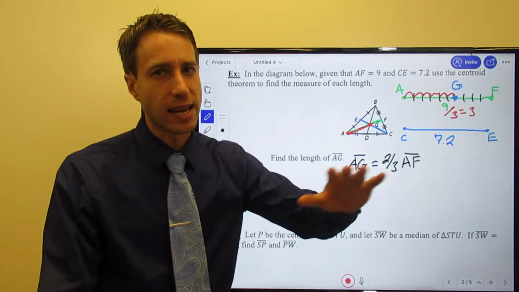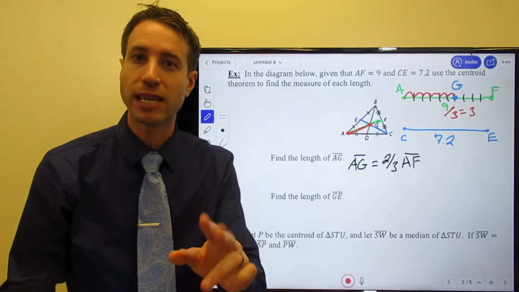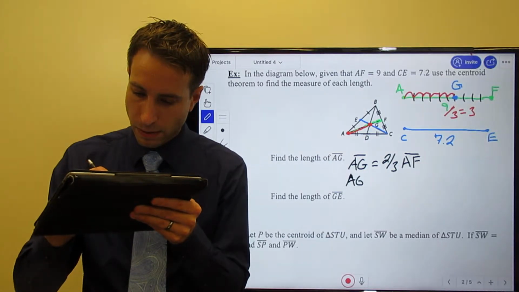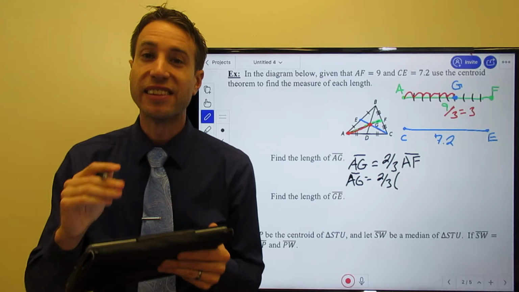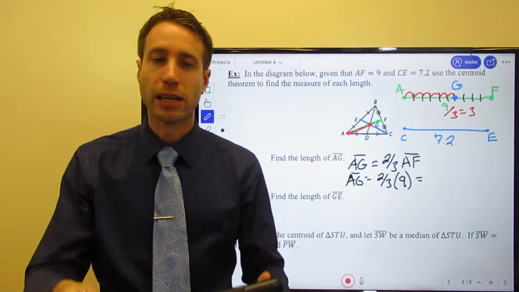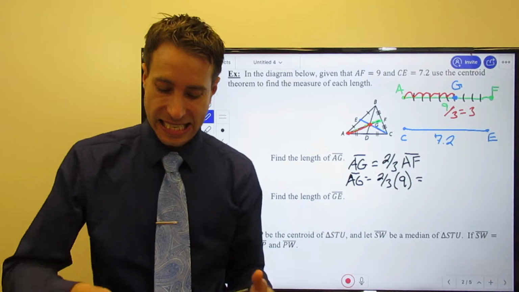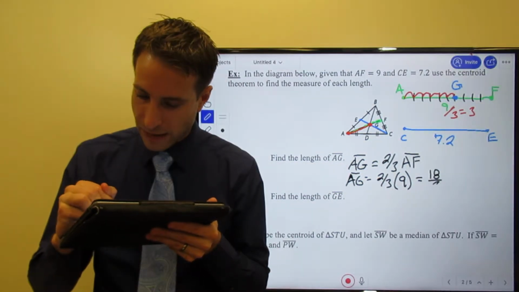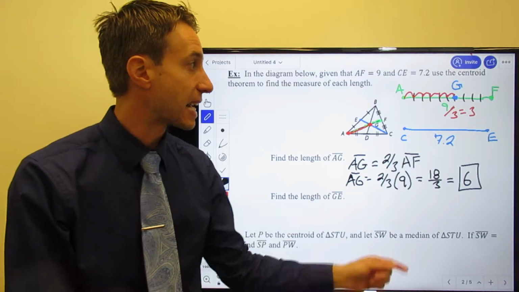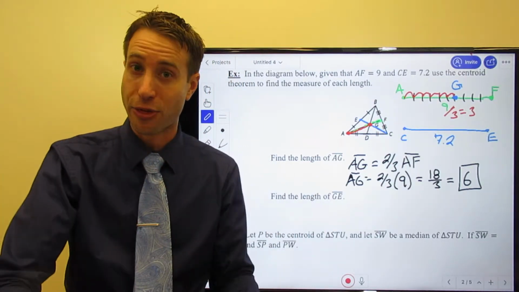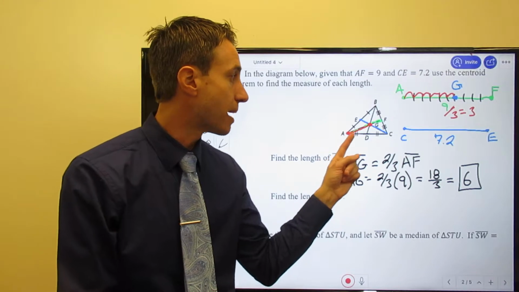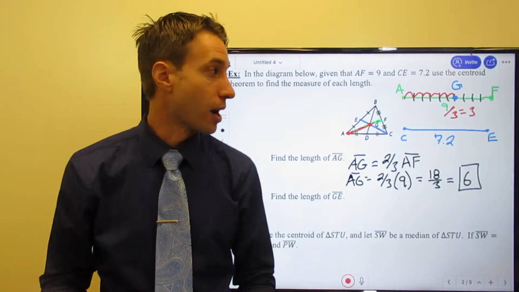But you don't want to have to draw this diagram every time. Please feel free to, but you don't want to have to do that every time. So let me show you how the formula works. AG is equal to 2/3 the distance from A to F. A to F is 9, so you simply plug in a 9. 9 times 2 is 18, divided by 3. 18 divided by 3 is 6. And just like that, we get the exact same answer. Up here, drawing my diagram and dividing it into thirds, I wound up getting 6 units. Down here, using the formula, I wind up getting 6 units. So what is the distance from A to G? It's 6 units.